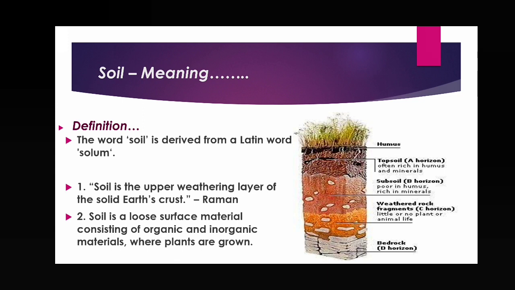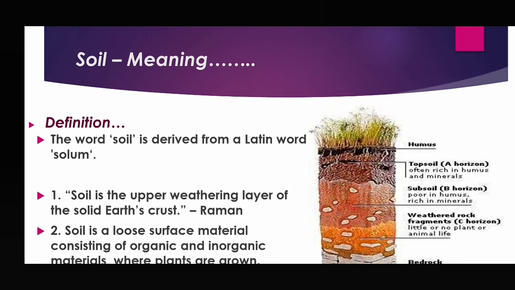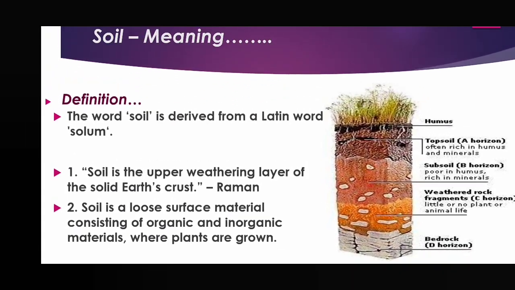Clear? Now come to the definition. What is the definition? Soil is the upper weathering layer. Now the question: why is it written weathering layer? Because the soil is formed by the weathering process. So in the next slide, when I discuss the formation of soil, at that time I will discuss in detail what is the meaning of the word weathering and how weathering affects soil formation.